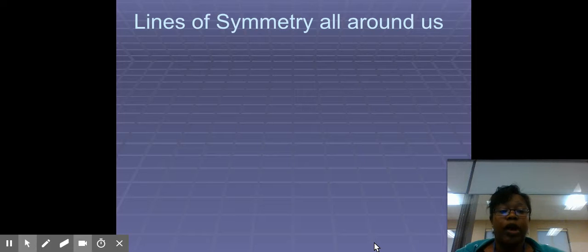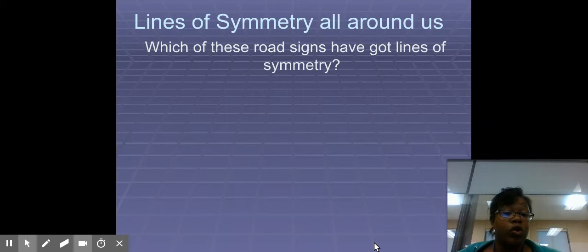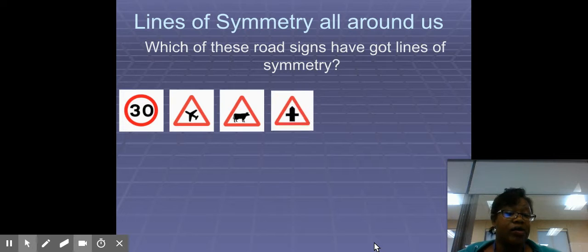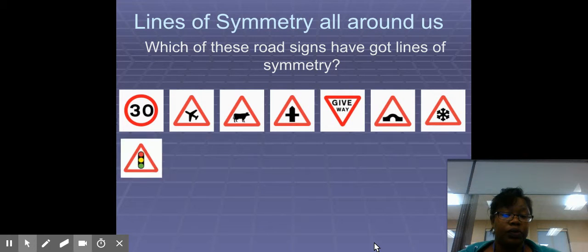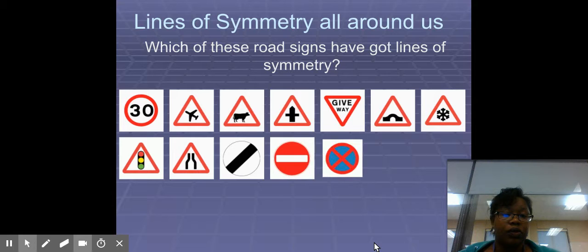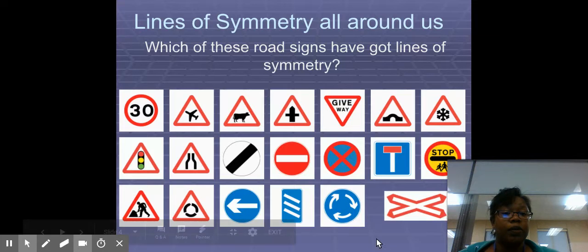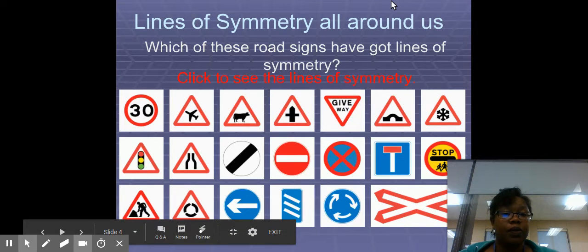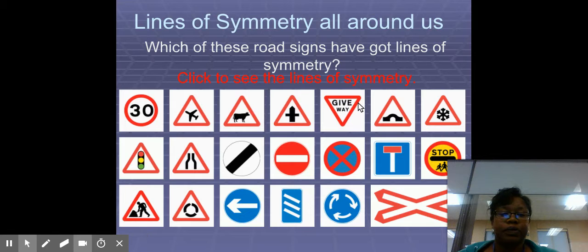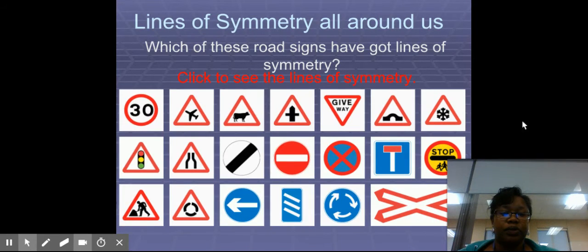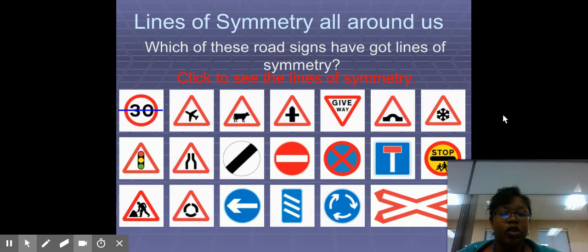There are lines of symmetry all around us. So which of these road signs that you would see every day has lines of symmetry? You can pause the video right now so that you can think about which ones have lines of symmetry. Okay, so you have some lines of symmetry coming in now. Are they the ones you thought? Did you know that some of them might have vertical lines, horizontal lines?